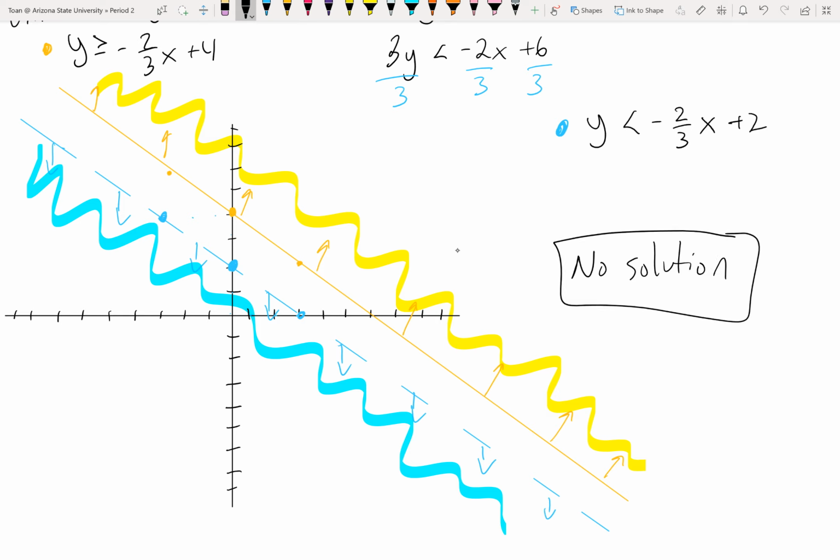So it is possible to get no solution even with inequalities. It's if you have parallel lines and they do not overlap each other.